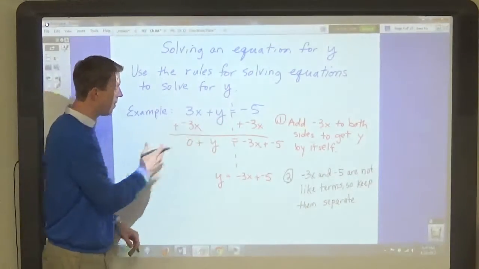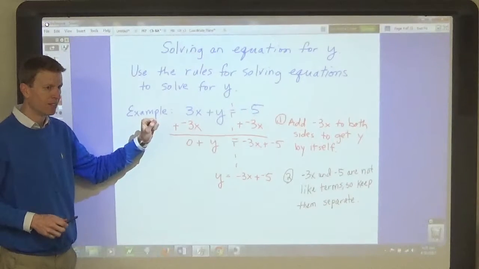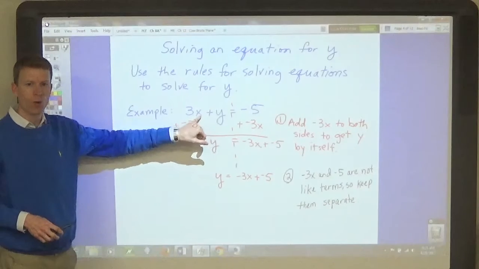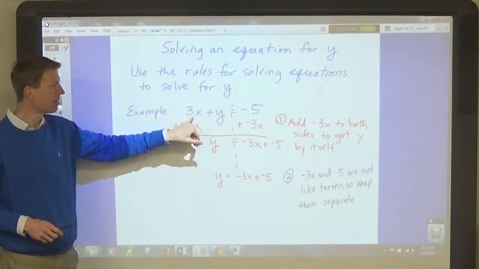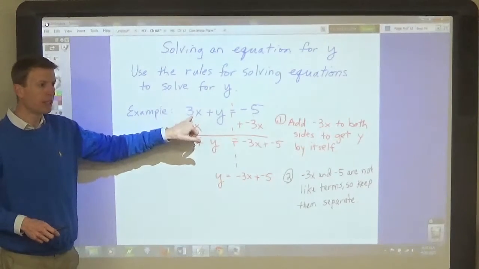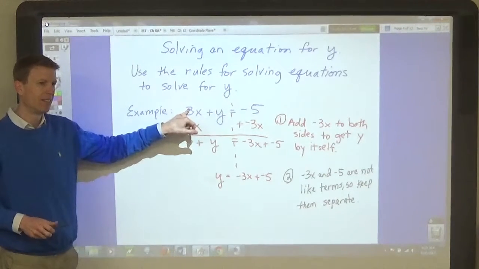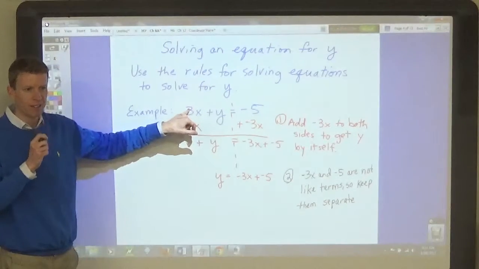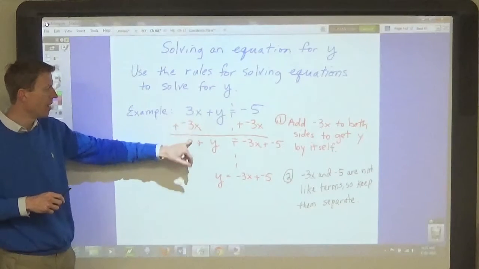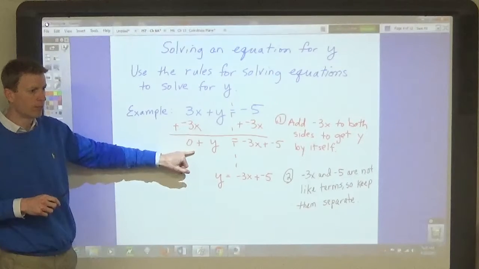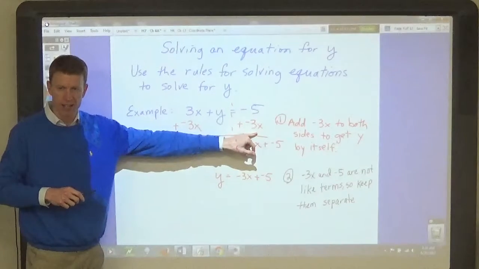Now, in this example, on the left side is the y by itself. What's on the same side with the y? 3x. Yep. So we have to get rid of the 3x, or eliminate it from this side, by adding negative 3x. So we have to add its opposite. Add negative 3x, and you get 0. And you have to add negative 3x to the other side.